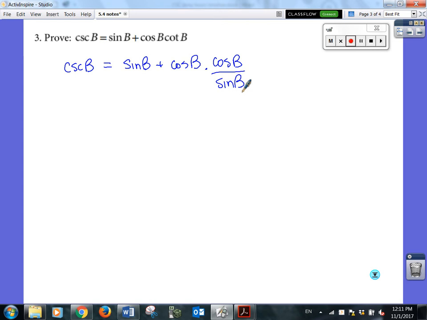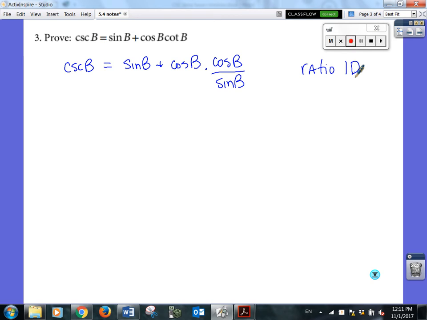And then when I prove, I want to state my reason. So the reason that I used, why was I able to go from what was given to here? Well, that was called the ratio ID. There's no other possible reason for that other than ratio ID.